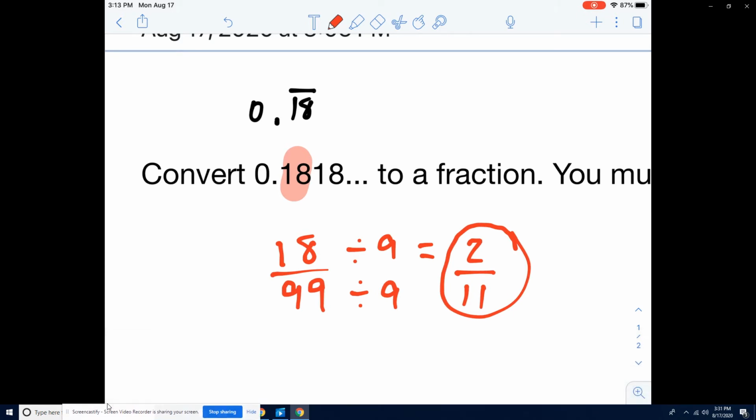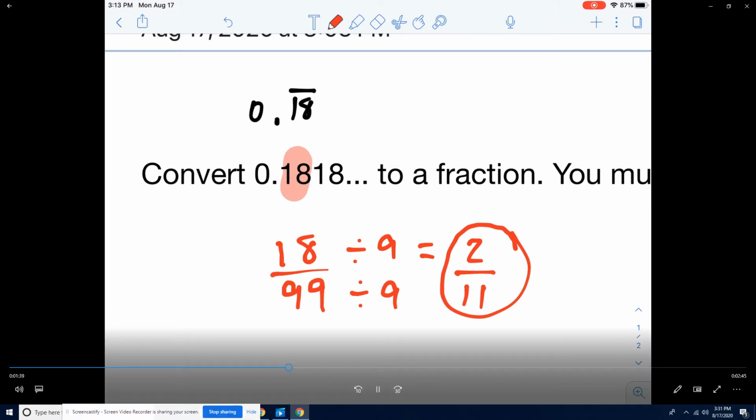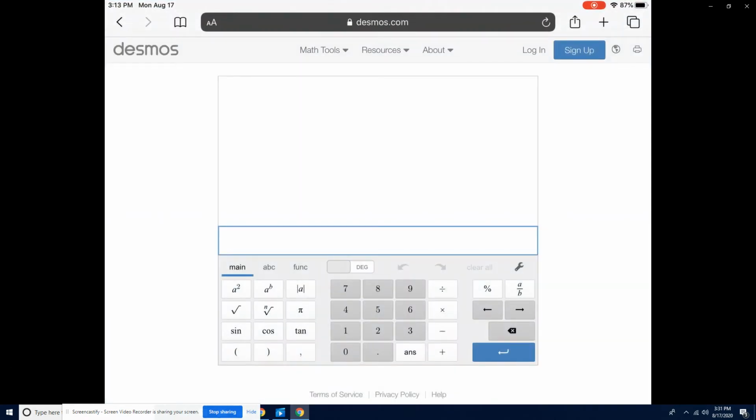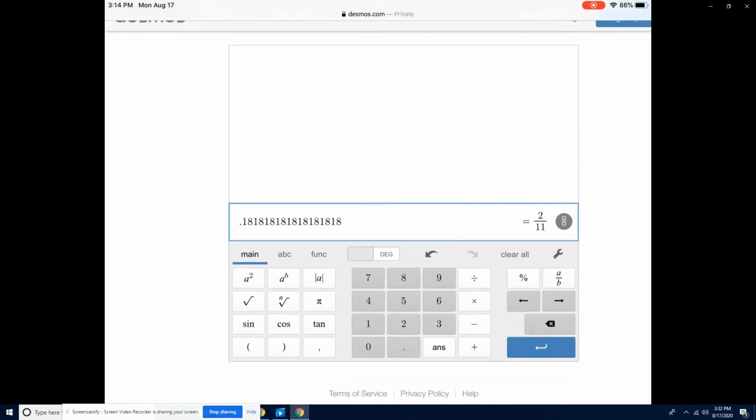Now, if you're like me, I think that this is a really long way to do this. So what I would do is open up Desmos Scientific Calculator, type in 0.18. Don't stop there. Keep typing 0.18, but make sure you type 0.18. And once you have a lot of numbers on there, this little circle will show up, and you'll press that, and it'll show you that 2/11 is what it should be as a fraction.